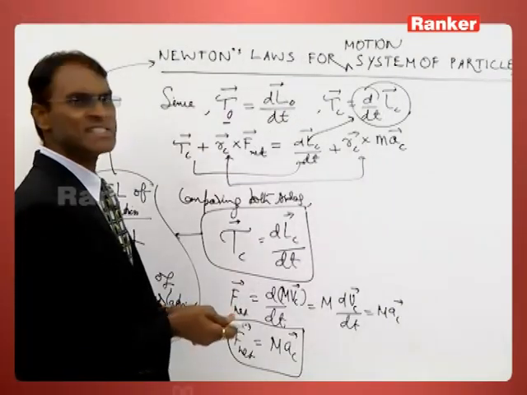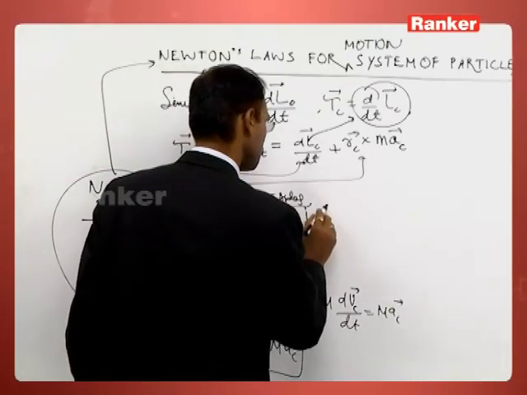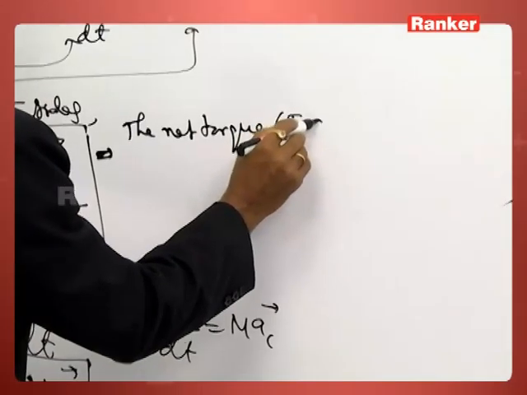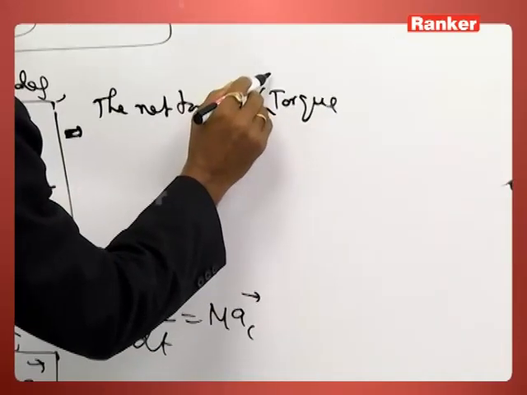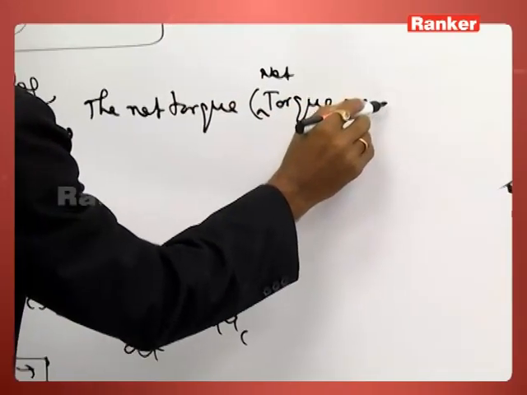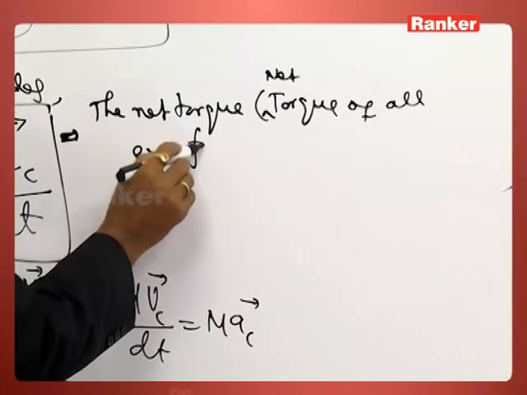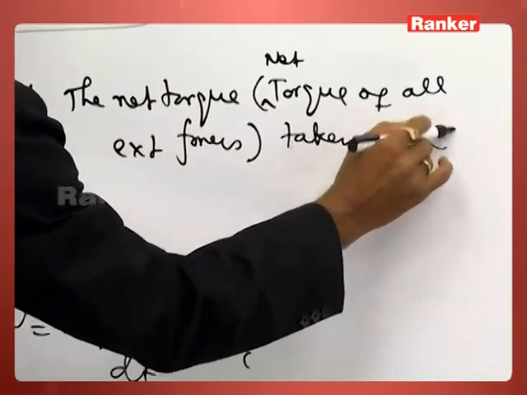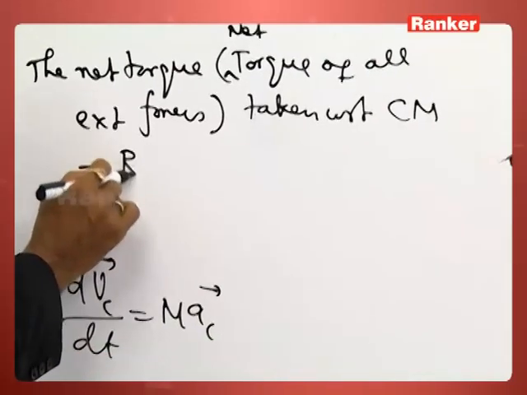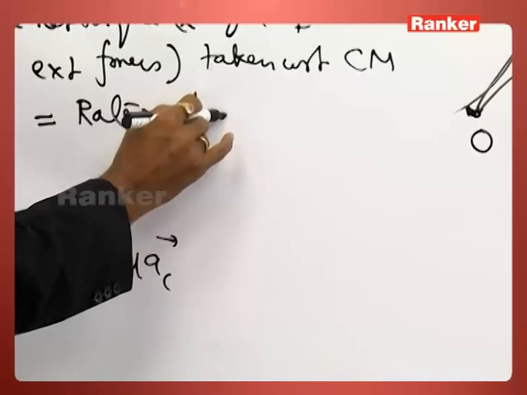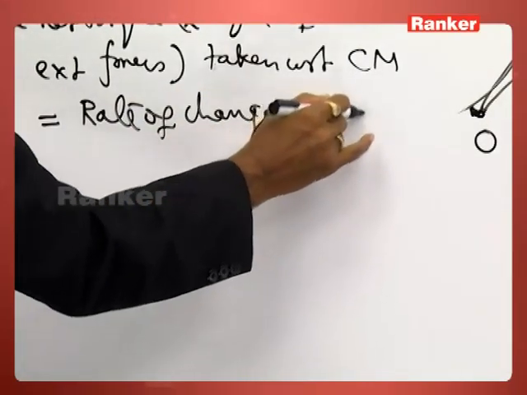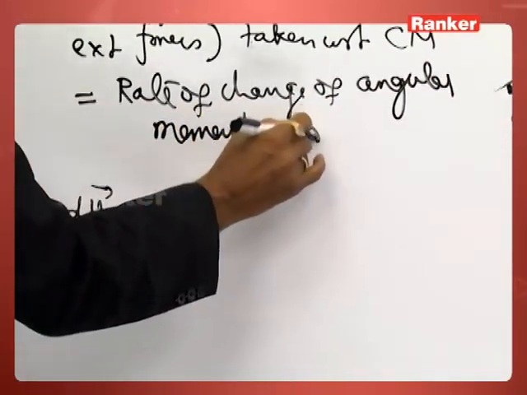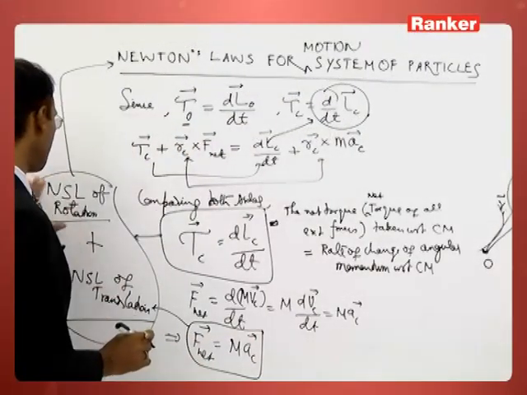Newton's second law of rotation states that the net torque of all external forces, taken with respect to the center of mass, is equal to the rate of change of angular momentum with respect to the center of mass. This is called Newton's law of rotation.